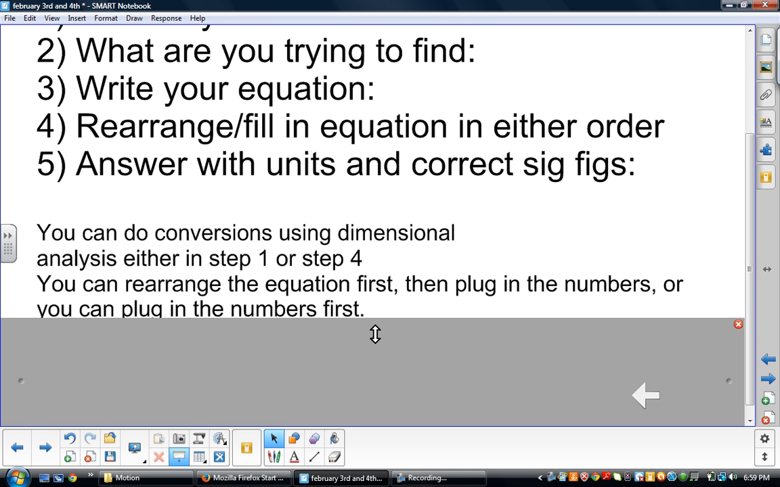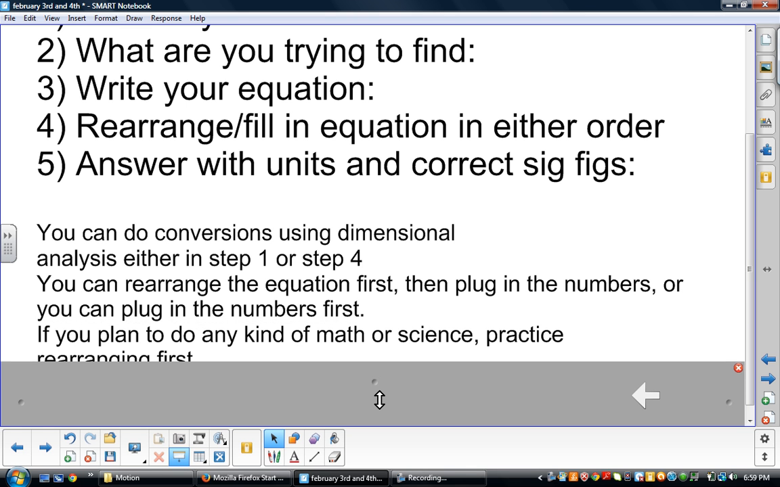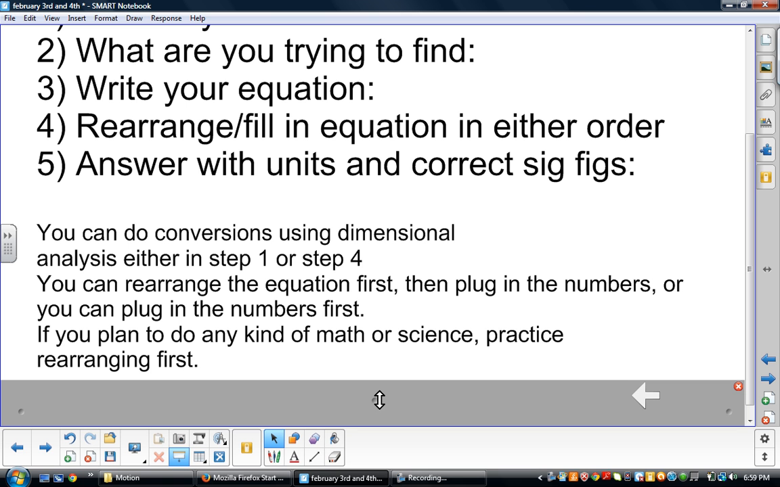You can rearrange the equation first, then plug in the numbers, or you can plug the numbers in first. Again, it's better if you rearrange the equation first. And if you plan on doing any kind of math or science in the future, like going into medicine or going to engineering, then you really do especially want to practice rearranging the equations first.